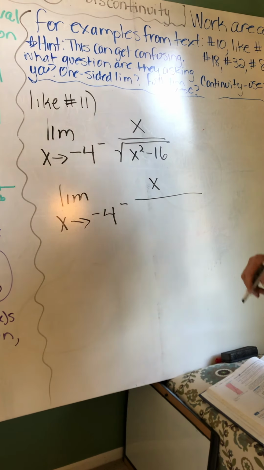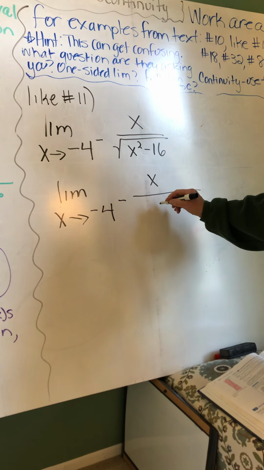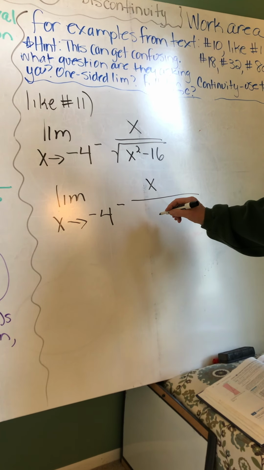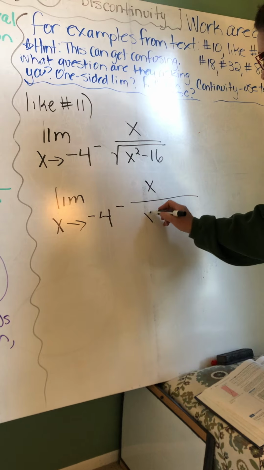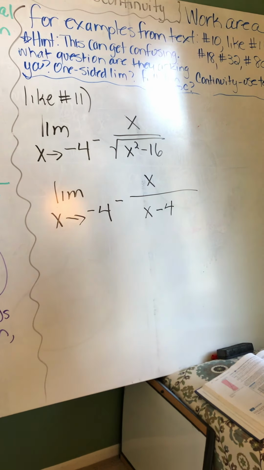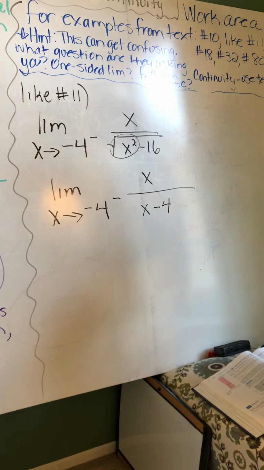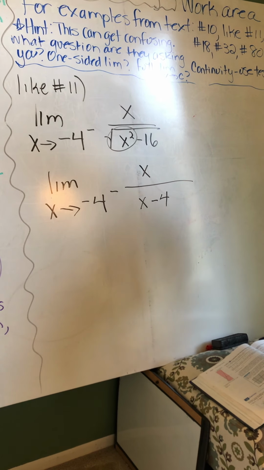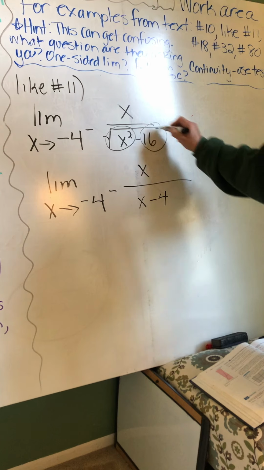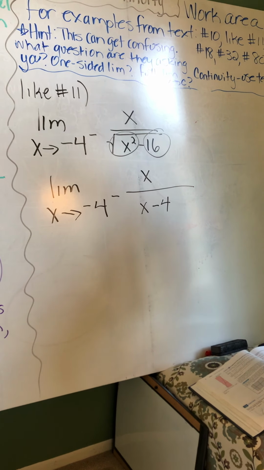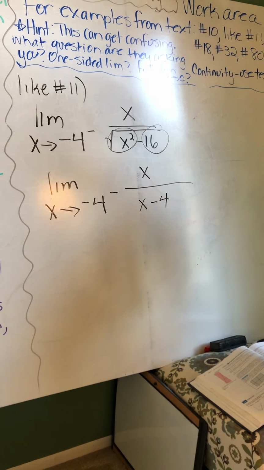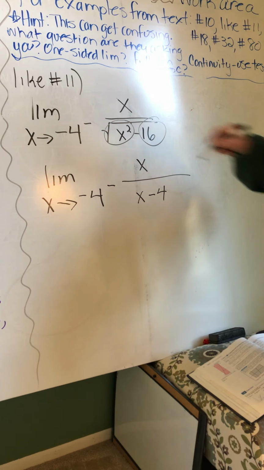All right, I am going to simplify this function in the denominator incorrectly. X minus 4. Class, is that okay to do? Is it okay for me to take the square root of x squared and call that an x? Is it okay for me to take the square root of 16 and call it a 4 and put a minus sign? Is this the same?